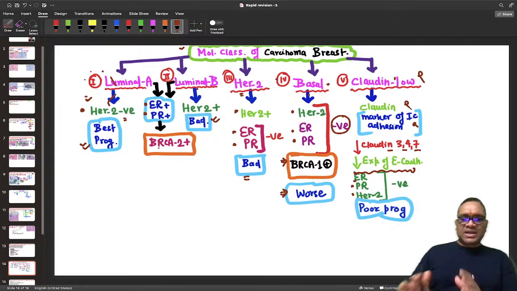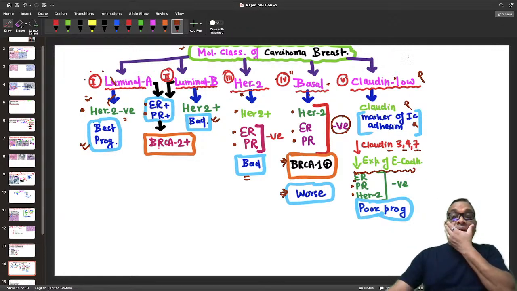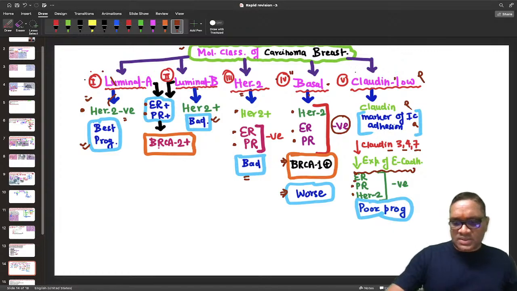So this is just like a triple negative. See, basal is also triple negative and they carry worse prognosis. Claudin low is also having poorer prognosis, right? Just like a basal cell carcinoma, right? So that is the point we have to remember.